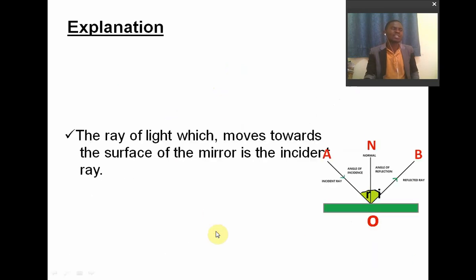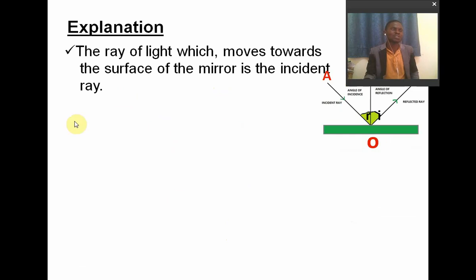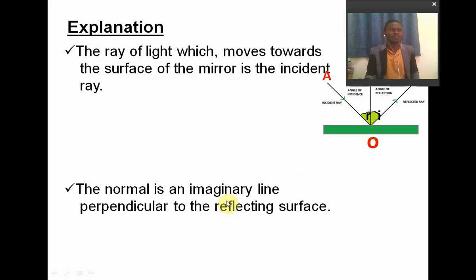Let's look at the explanation for what I've just mentioned. The ray of light which moves towards the surface of the mirror is called the incident ray.